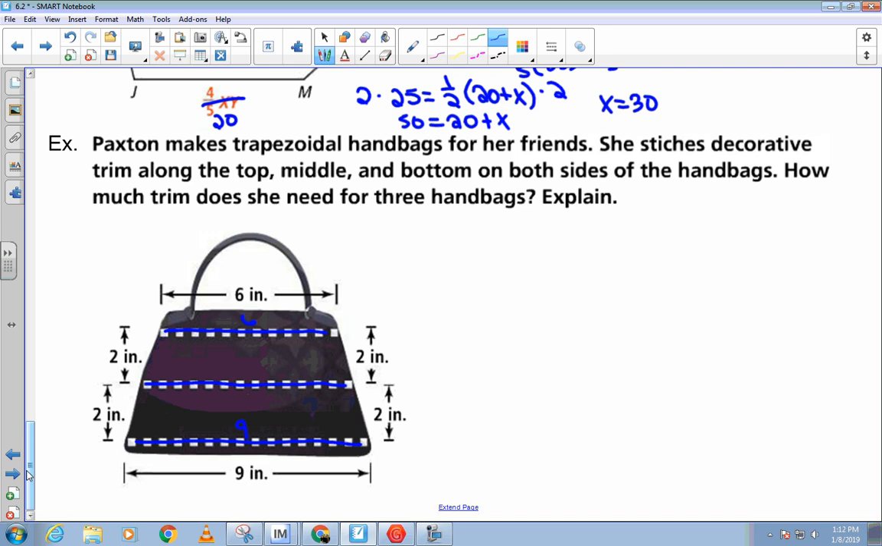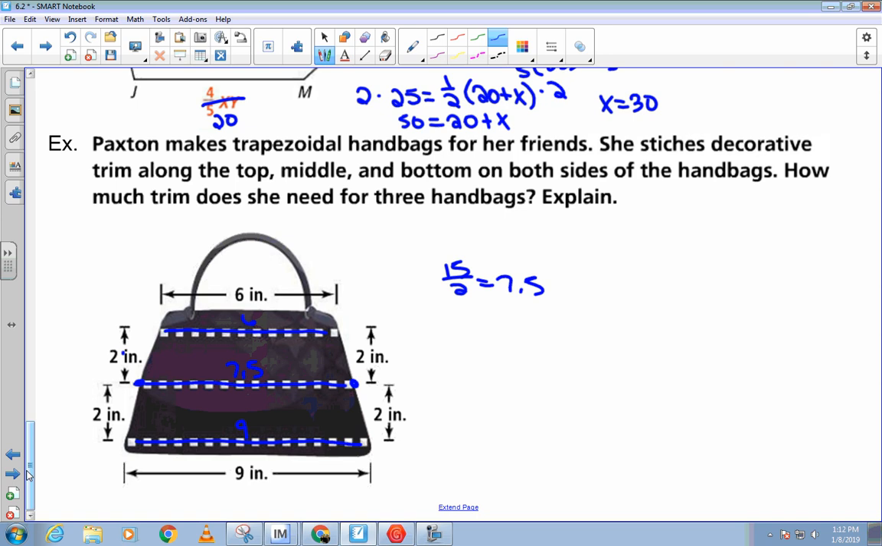A midsegment, right? Because it's connecting the midpoint here and here, right? Because this is 2 and 2, and 2 and 2, right? So, it is half the sum. So we take 15 and divide by 2, which is 7.5, right? So this right here then is 7.5. So how am I going to figure out how much stitching I need?